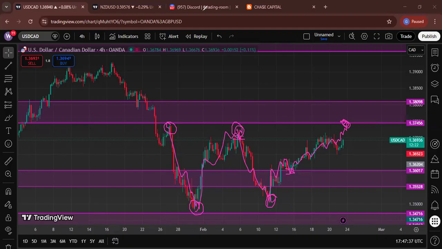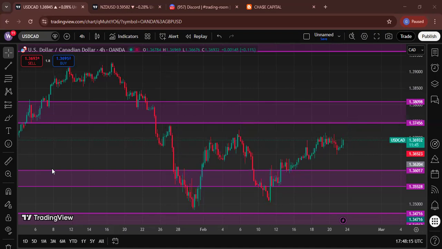If there's anyone who's been holding these USD, you can just keep holding it. I'm expecting to see price push. I'm anticipating to see price rally to these areas of 1.37450 areas. So let's observe and see how price reacts to this.